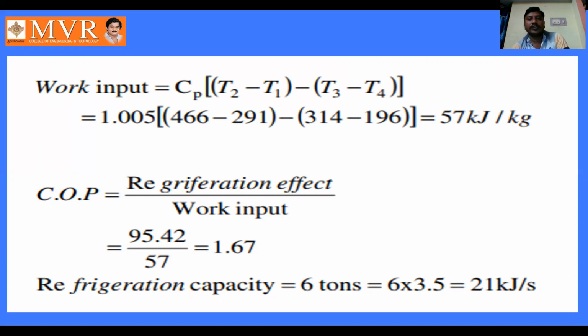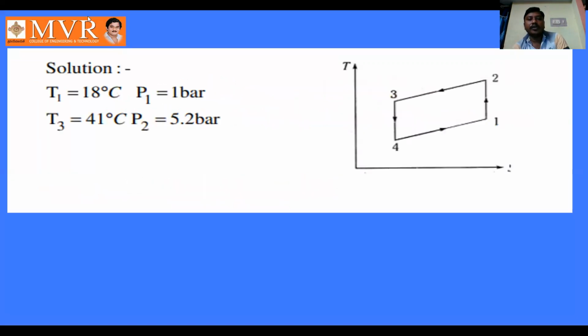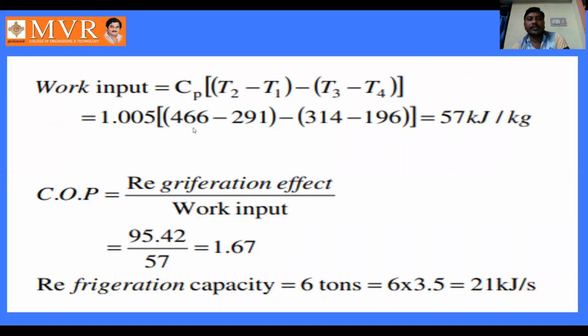Hence, we are substituting the values of P1 and P2 as 1 bar and 5.2 bar in the equation T3 by T4 is equal to P3 by P4 whole power gamma minus 1 by gamma. We are going to get the value of T4 as 196. Hence, the work input is 57 kilojoule per kg.